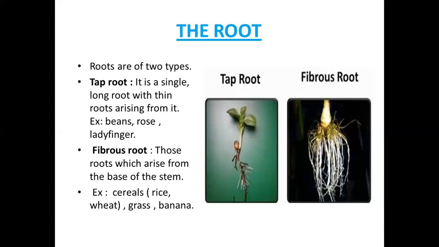And these fibrous roots are found in plants like cereals, grass, banana. Cereals means rice, wheat. That type of plants comes under cereals. So the cereals, grass, banana, we will find these fibrous roots. And these roots help in soil conservation.